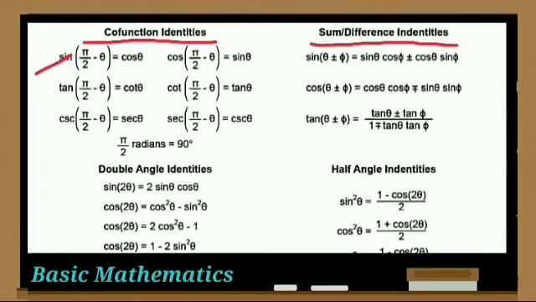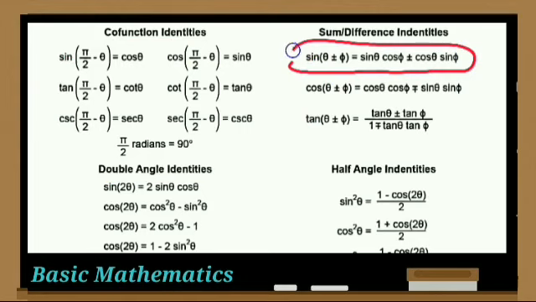Sum and difference identities. As we can see here, we add or subtract the angles in these identities. We have written sin of theta plus or minus phi equals sin theta cos phi plus or minus cos theta sin phi. In these identities, we add or subtract the angles. Now we move forward to double angle identities. What are the double angle identities? Double angle means we double the angles.